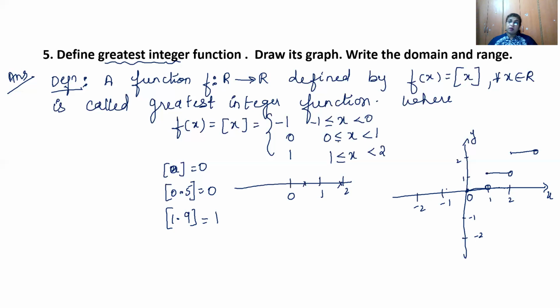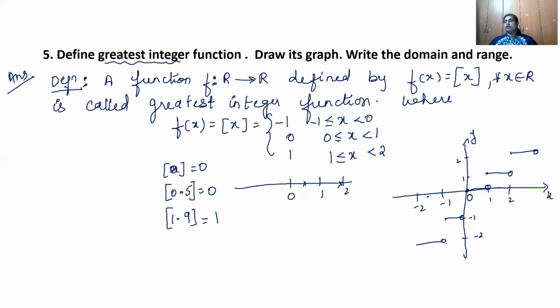Same way, now come to the left side. Suppose I have -0.5. What is my answer for the greatest integer function? It is -1. So for all the values here, you are getting the answer -1. For -1, it is -1. For all the values in between -2 and -1, what is your answer? -2. Yes, so here this is your answer, -2.